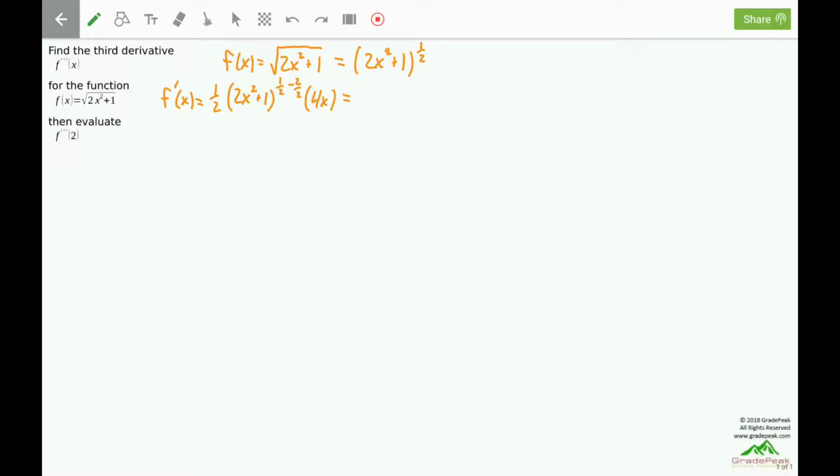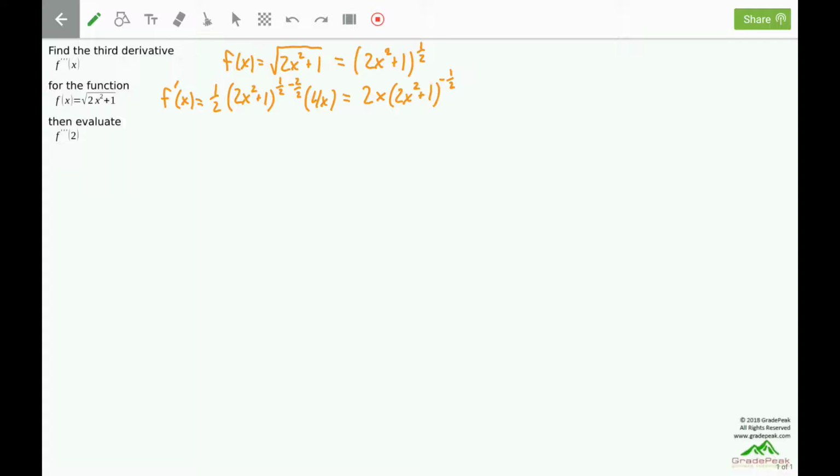Let's multiply the constants. We have a 1/2 and a 4. Multiplying those, that gives us 4/2 or 2. I will put the x there with that. And then I have the 2x squared plus 1 to the 1 minus 2, negative 1/2 power.